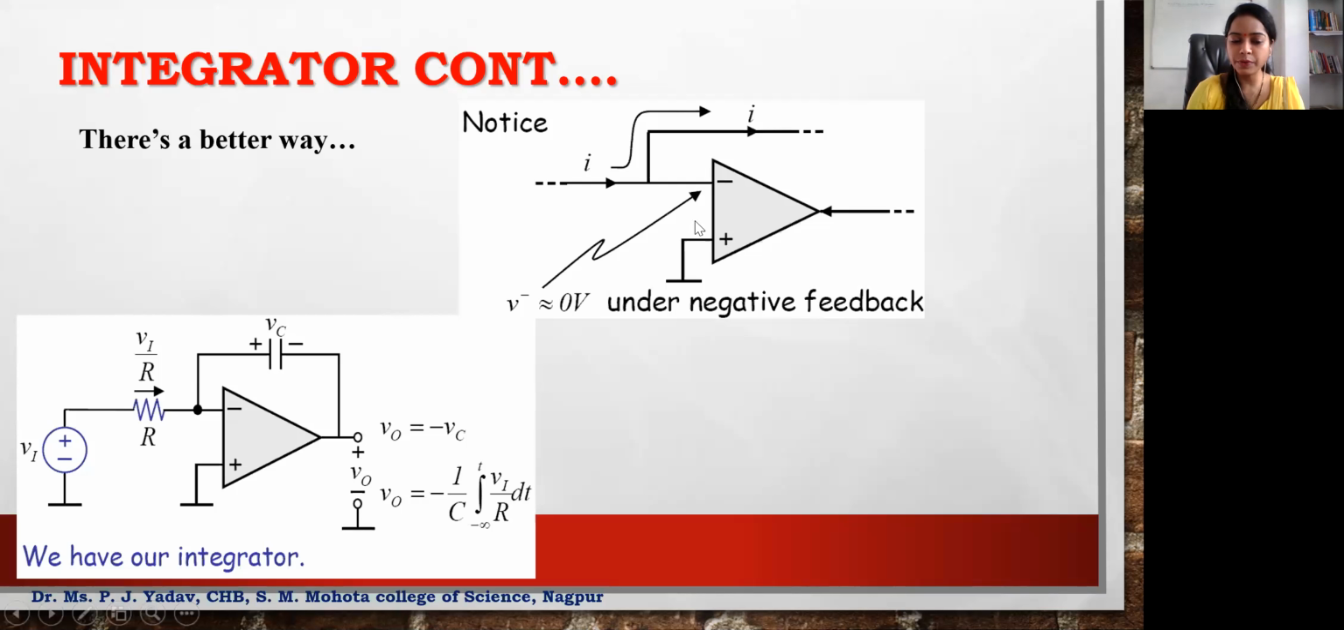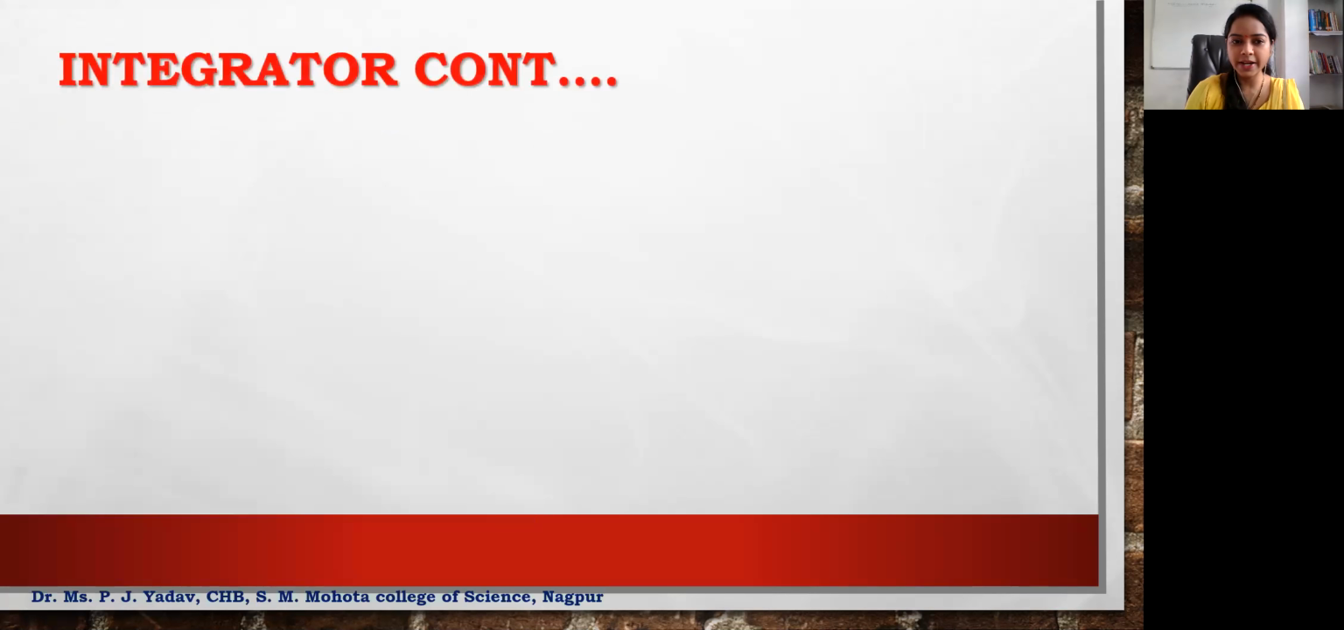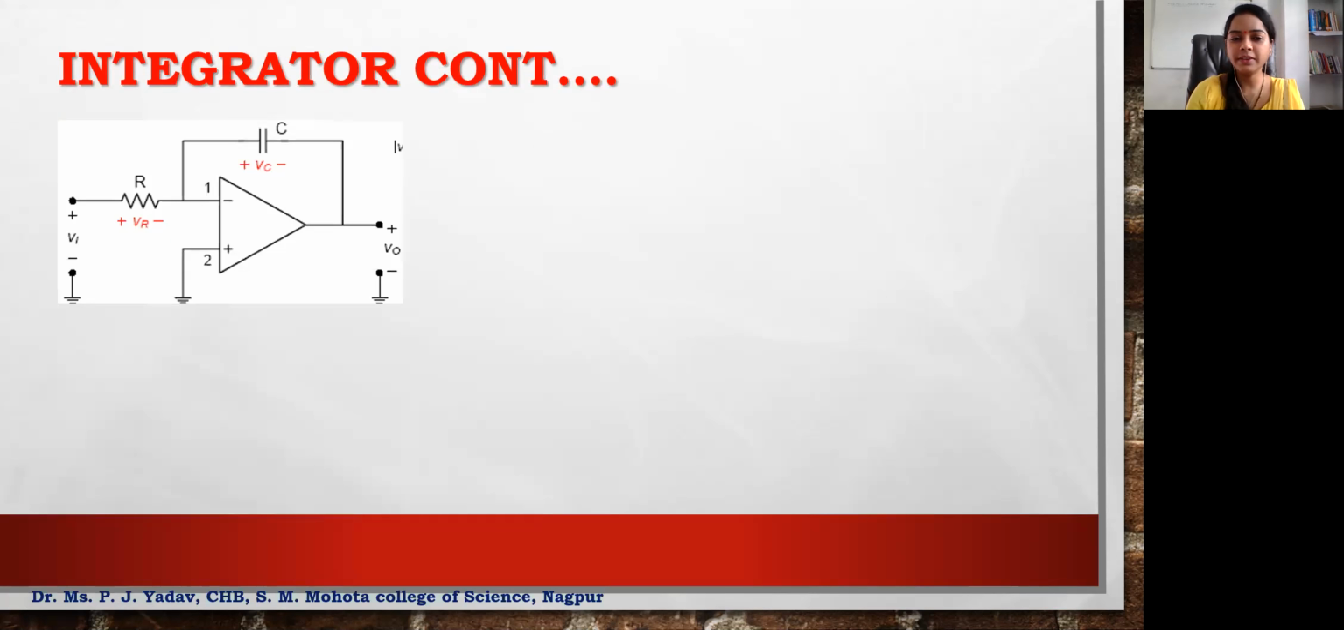So V out, if V out is equal to minus of VC, we can write V out in terms of C and R. This is minus of 1 by C integration of VI divided by R dt. Is it okay? This equation you all know. Now you can keep R outside because it is also constant. So basically what we will get at the output end, we will get this circuit for the integrator application. So we can write VR is equal to VI.